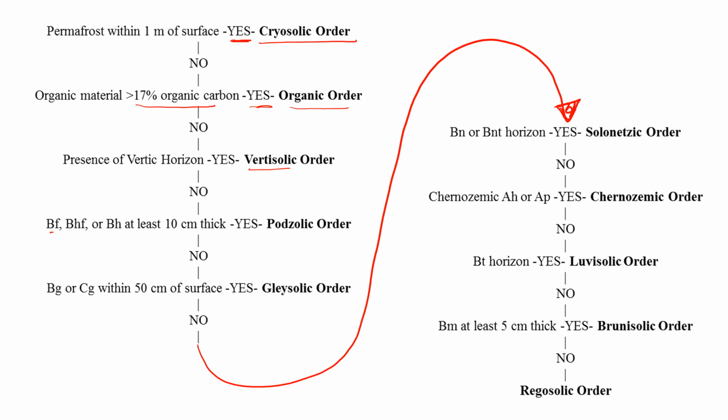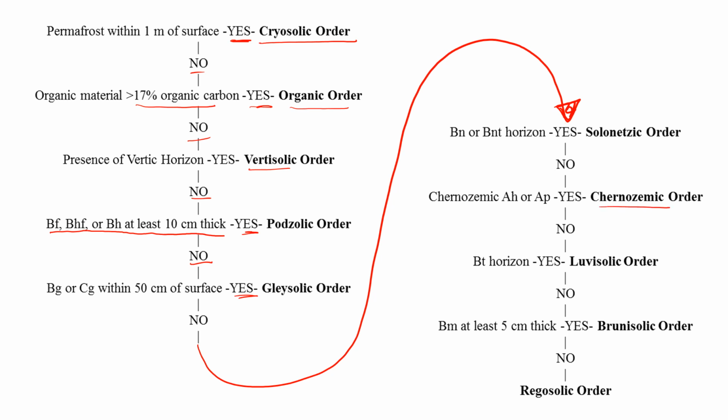If it has a BF, BHF, or BH at least 10 centimeters thick, if the answer is yes, it's a Podzol. If the answer is no, we keep going down this flow chart. So if there's no BF horizon, then is there a BG or CG within 50 centimeters of the surface? If the answer is yes, it's a Gleysol. If it's no, we go to a BN or BNT horizon. If the answer is yes, it's a Solonetzic soil. If the answer is no, does it have a Chernozemic AH? If it's yes, it's a Chernozem.